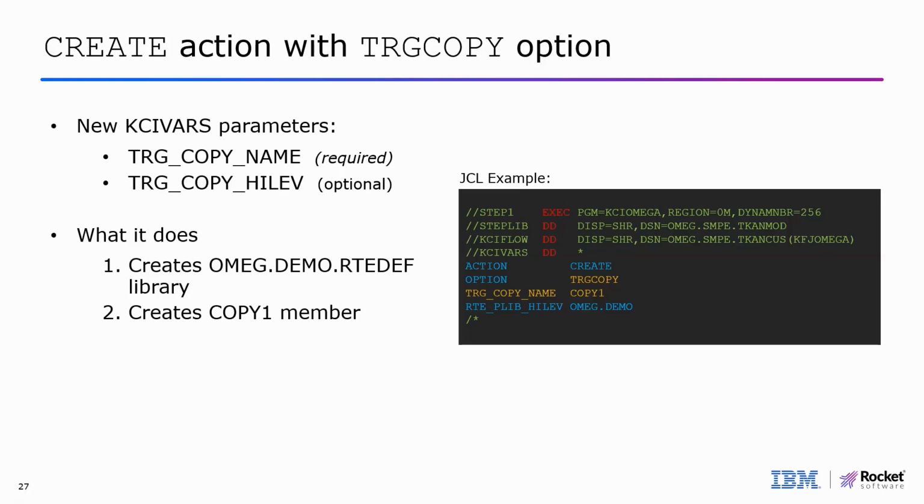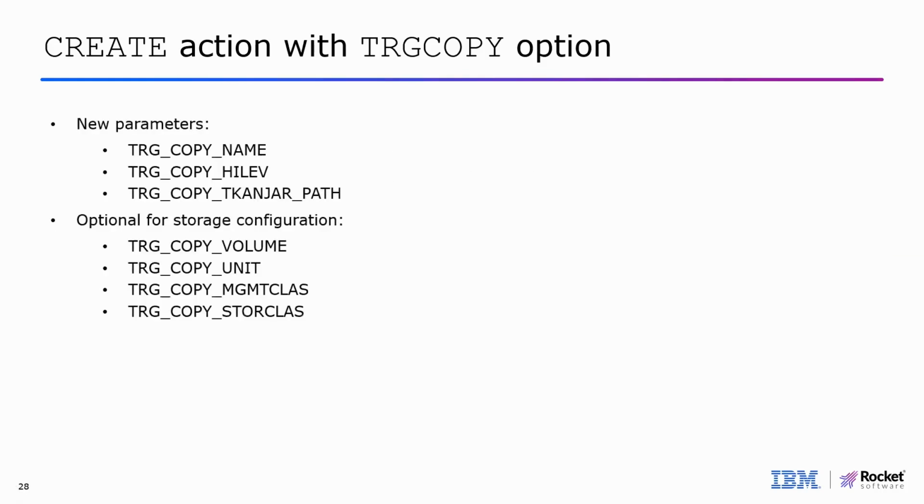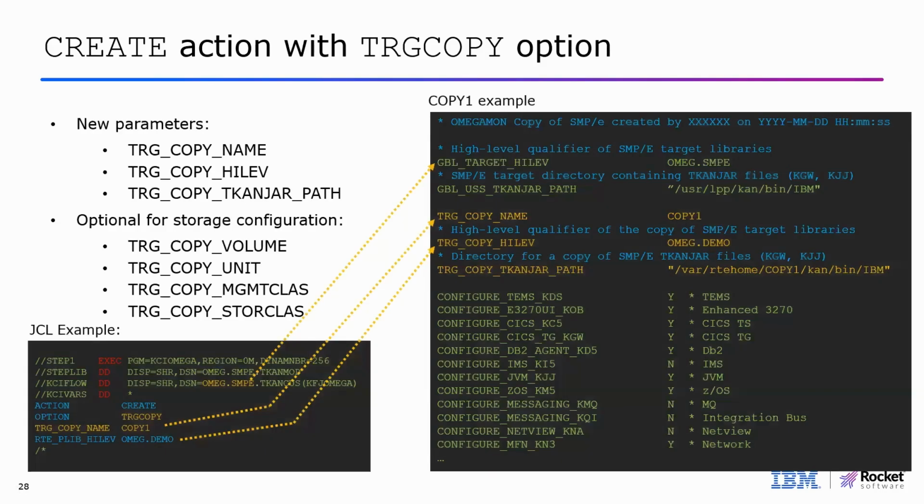If you want, you can give it a different high level qualifier. That's optional. It will inherit the PLIB high level in case you are not overriding the high level qualifier. So what this effectively does is it creates a copy 1 member in your RTE-def dataset. So how does that copy member look?